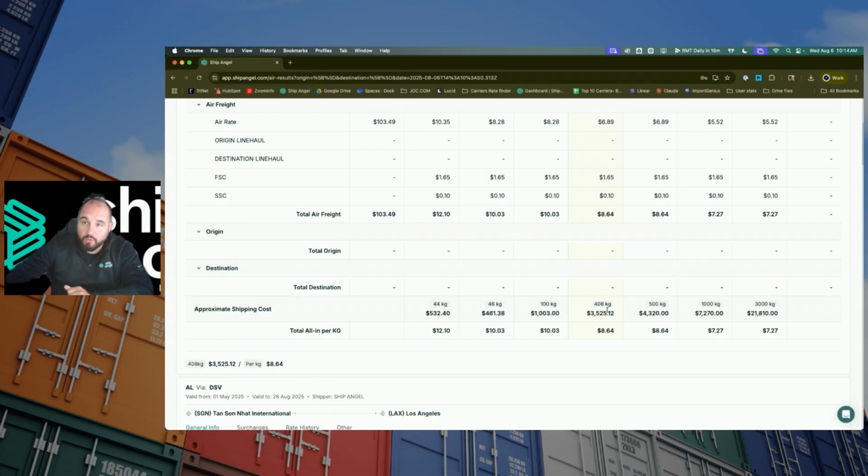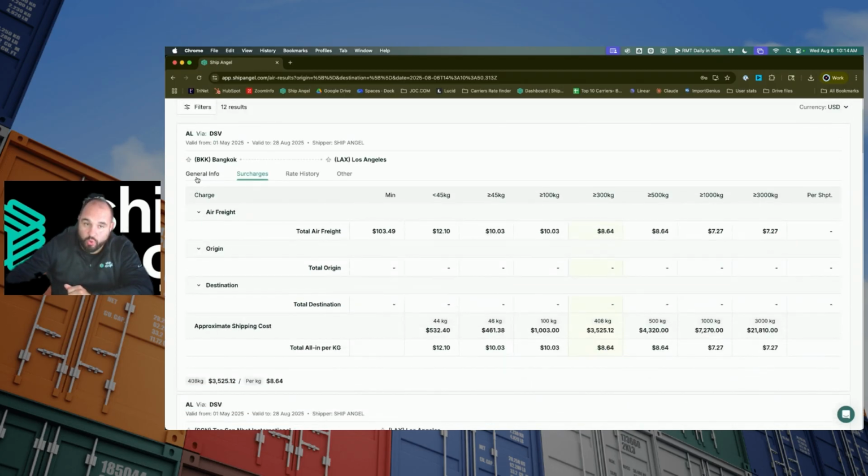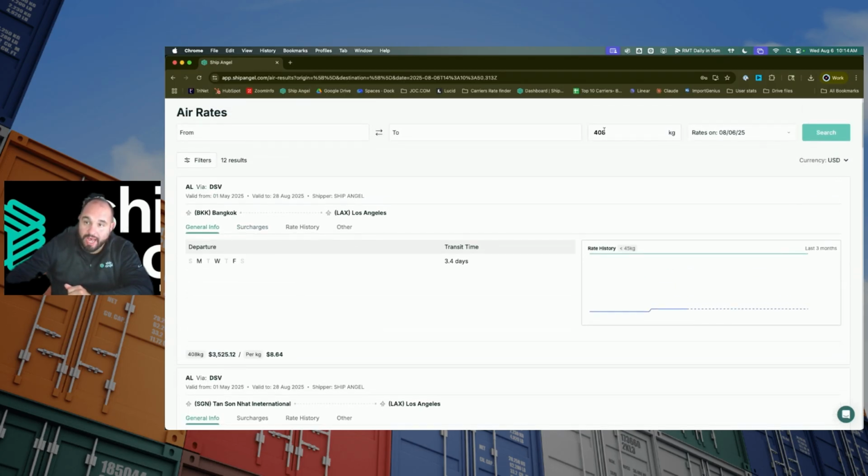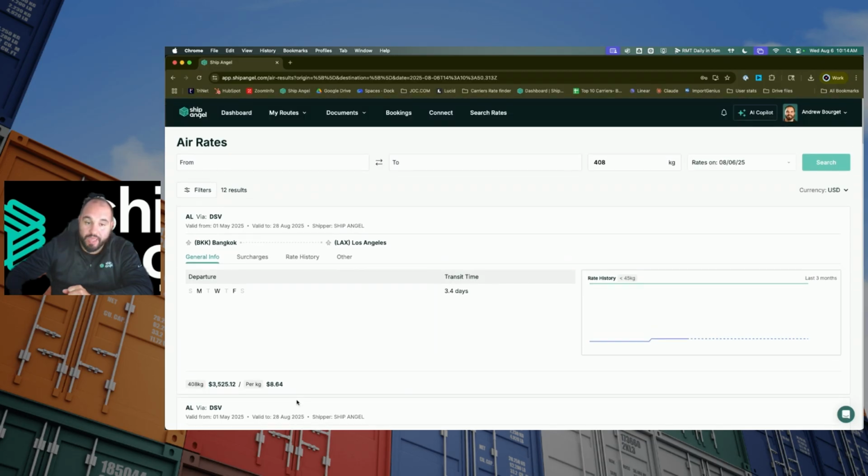So that I know, should I need to evaluate who to use on a potential shipment, I know at 408 kilos on a chargeable weight basis, this is the provider that I should be moving on based on cost. And this is exactly what it'll cost me on a per kilo and a total cost basis.